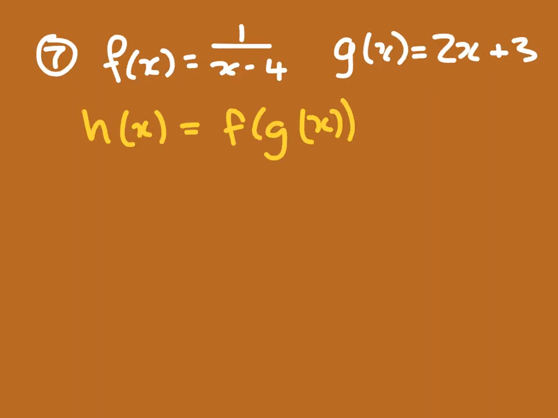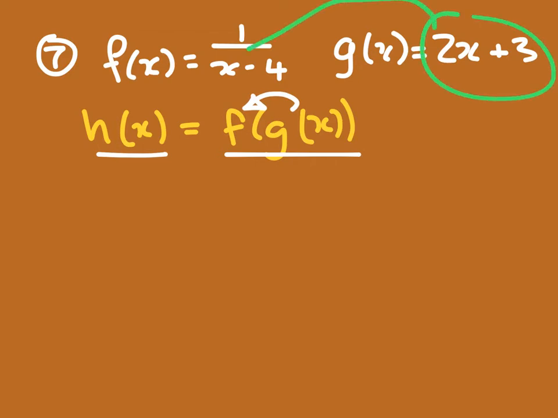Question 7. Find h of x where h of x is f of g of x. So in other words, the g formula is going to go into the f formula. So that means take the 2x add 3 and substitute it in here where the x is. So you end up with 1 over 2x add 3. That's where you've done your substitution. Take away 4. Tidy that up.